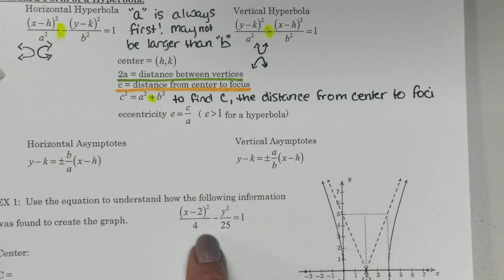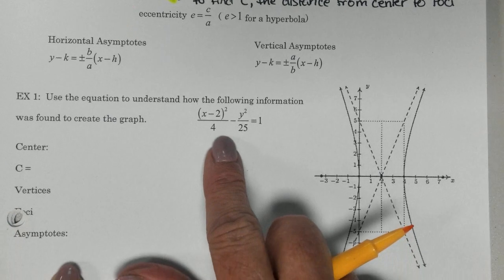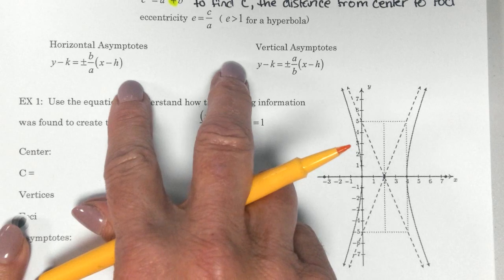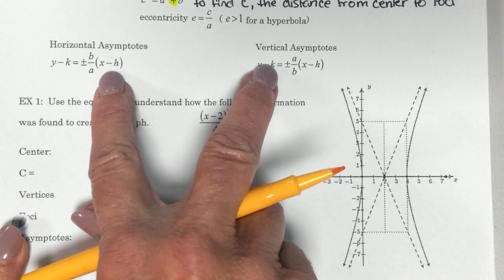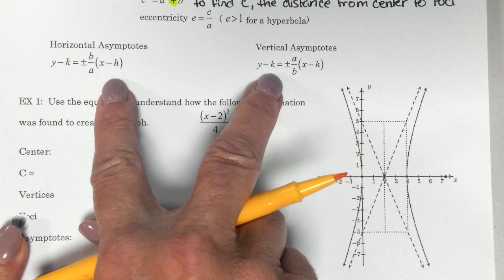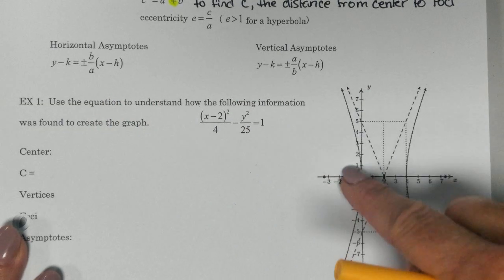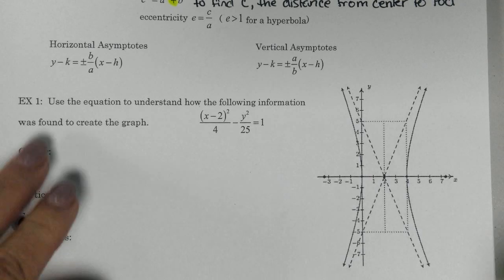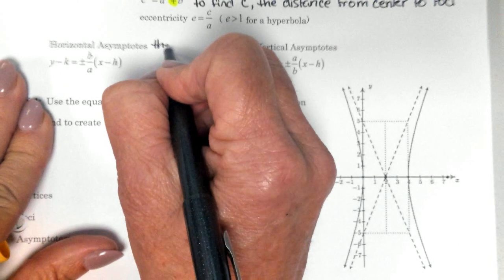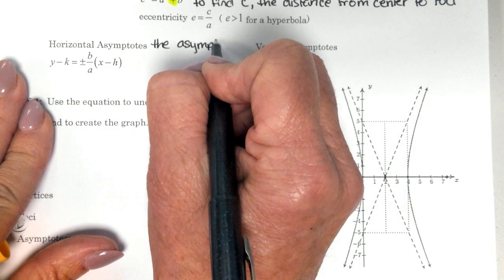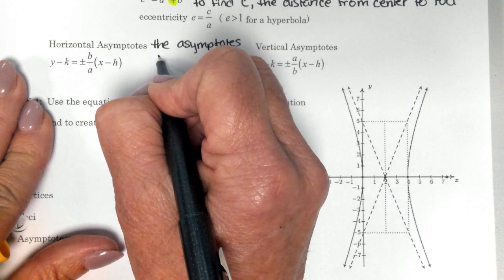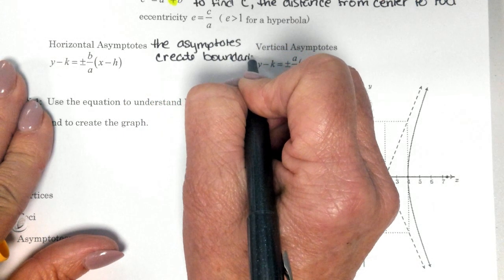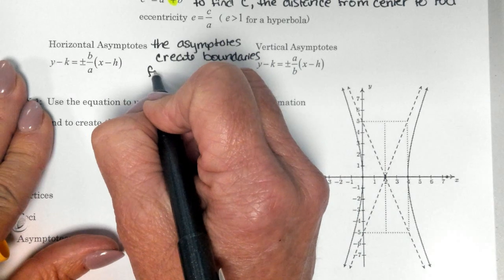Okay, now, the last thing that you need to know about these hyperbolas is we have asymptotes. And these asymptotes are what create the boundaries for our hyperbolic curves. It's how we know how wide to make these curves right here. So I want you to make a note of that, that the asymptotes create the boundaries for the hyperbolic curve.